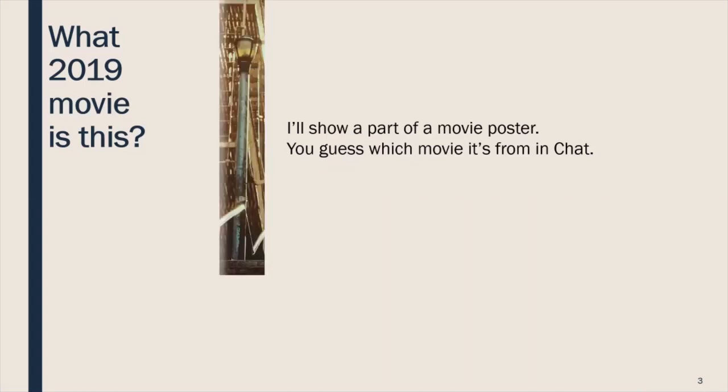Okay, so this is a picture from a poster of a movie that was released in 2019. So guess which movie this is. All right, I see some good guesses over there. I will reveal the answer a little bit later on. So stay tuned, don't run away.